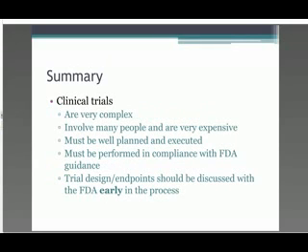So I guess my summary on this is that the clinical trials are extremely complex. They involve a lot of people. They're very expensive. They must be well planned and executed. They must be performed in compliance with FDA guidance, and this is critical for my branch because we're submitting these data to FDA for labeling changes. So this is not an academic exercise. This is actually a regulatory exercise. And that the trial design and the endpoint should be discussed with the FDA early in the process.